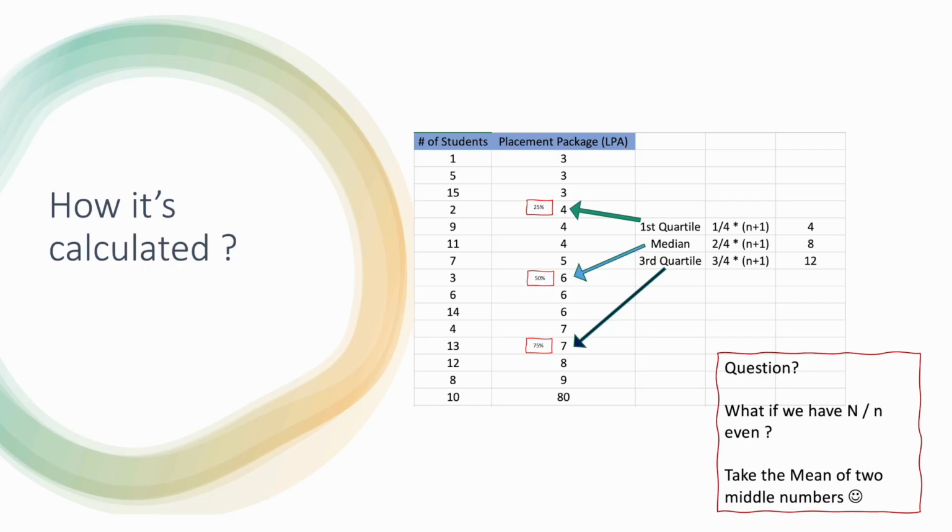How do we calculate that? Very simple. First, we calculate the median, which is the midpoint. This is our running example of the placement package in lakhs per annum for 15 students. I have sorted it over here. There are 15 data points, so my 8th data point will be my median because 7 data points are above that and 7 data points are below that.